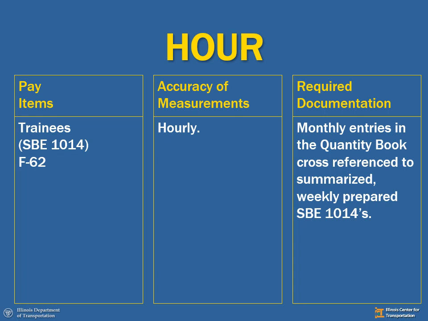Next up is hour. We're going to go through most of the time pay units at this point. Hours, the only one we talk about here are trainees, and there's a specific form, the SBE 1014. This is a federal program to get apprentices and journeymen in the craft trades time and experience out on projects. Monthly entries in the quantity book are cross-referenced and summarized with our SBE 1014 forms.